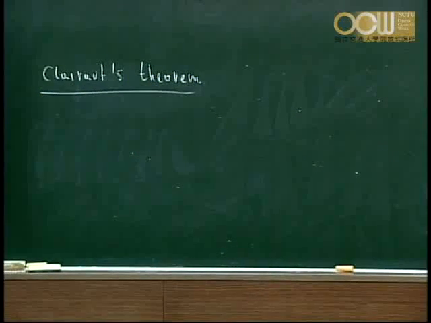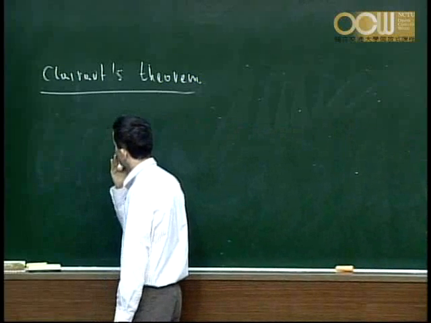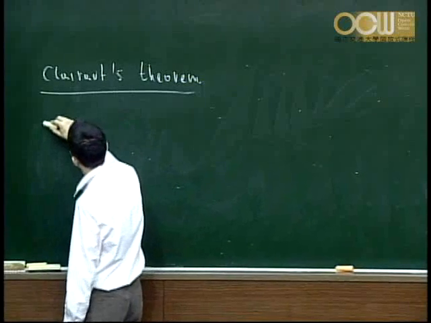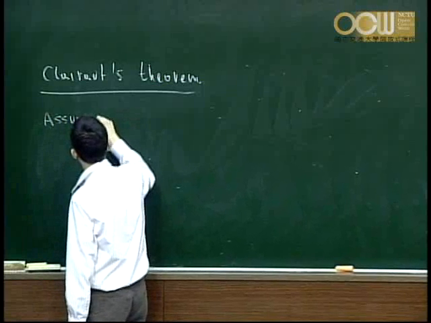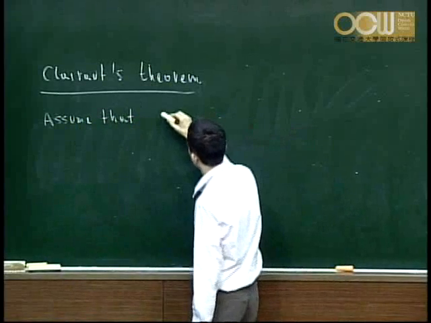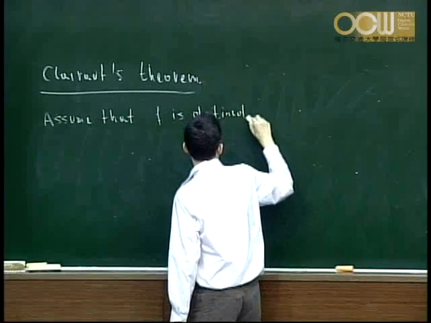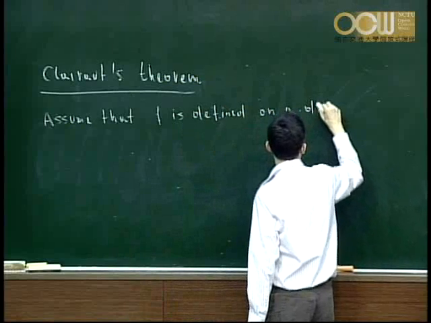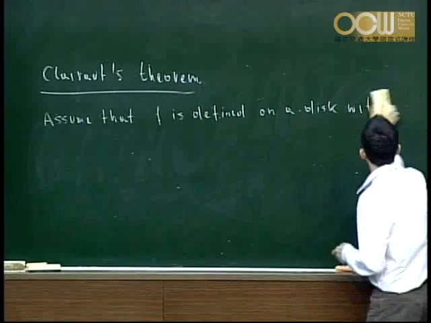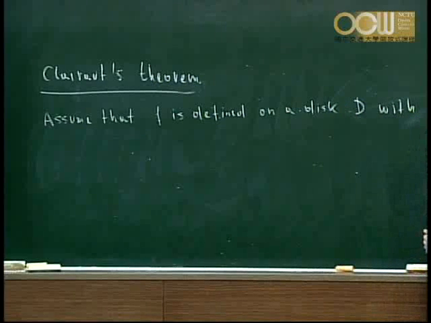Okay, so you need assumptions for this, as I said. So what we assume is that the function f is defined in some domain, let's say a disk. Okay, so assume that f is defined on a disk, let's call it disk D, with center (a, b).